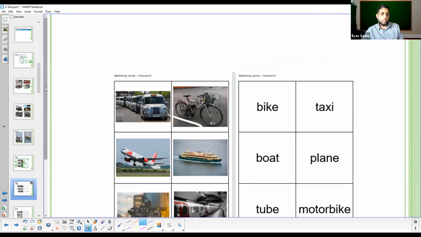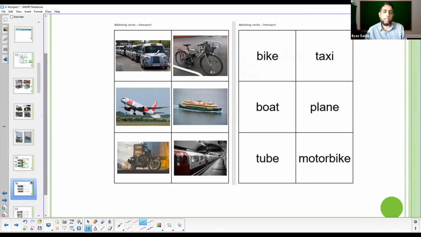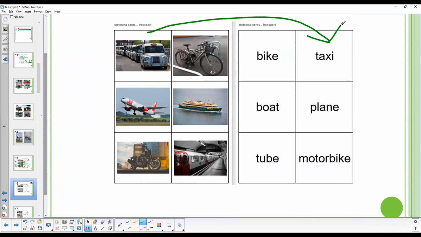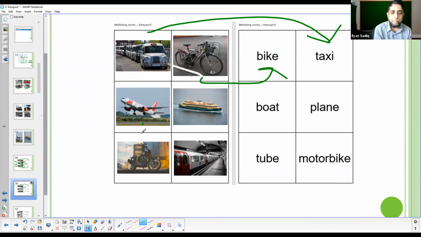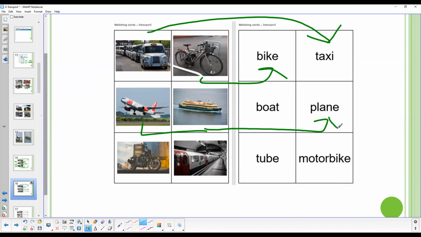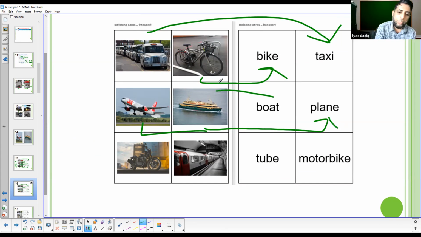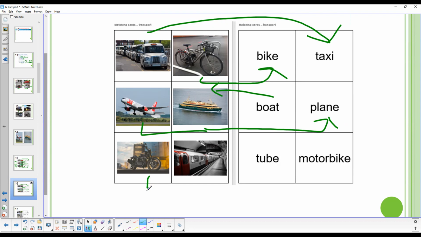Okay, so here again, what is this? Taxi. Bike. Plane. And then it's again a boat. I would call it a ferry, but it's a boat shape. Okay, so what is this here? Motorbike.